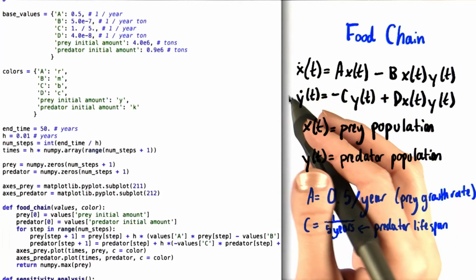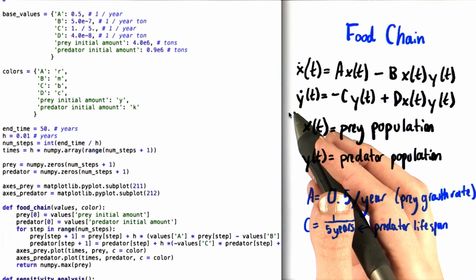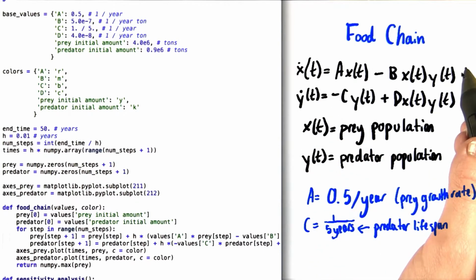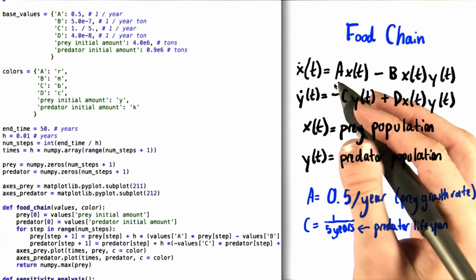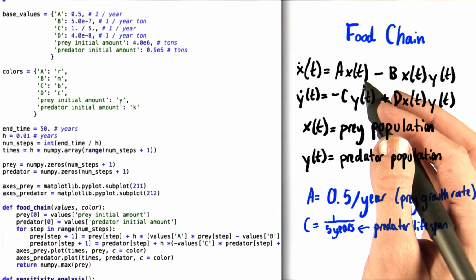Looking at the two model equations we gave you, we can figure out which one belongs to the prey population and which one to the predator population by considering the signs of the various constants in the information that we gave you. We told you that the prey grows at a constant rate of 0.5 per year. So since population growth is, of course, positive and depends on the population already present, we can see that this term, A x of t, should be part of the equation dealing with the prey.